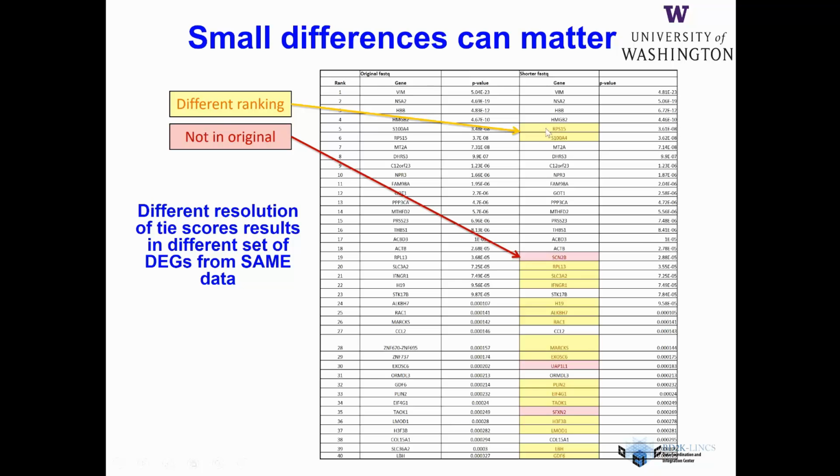The gold are when we get differences in ranking. The red is when we get new differentially expressed genes that didn't appear before. So this very, very small change percolates up and does actually change the final results. Now, in our case, this is not dependent on the machine or the software or the operating system, because the scoring that is used is integer-based, and integers are represented the same on different machines and different compilers.